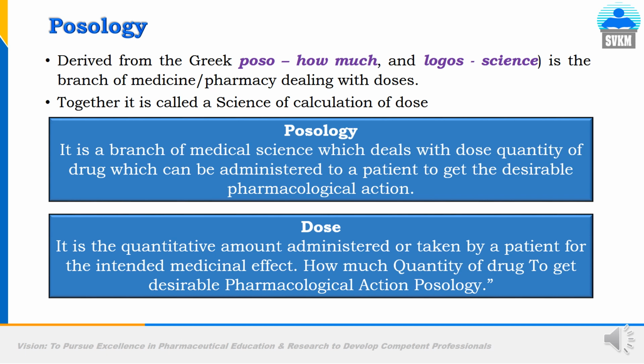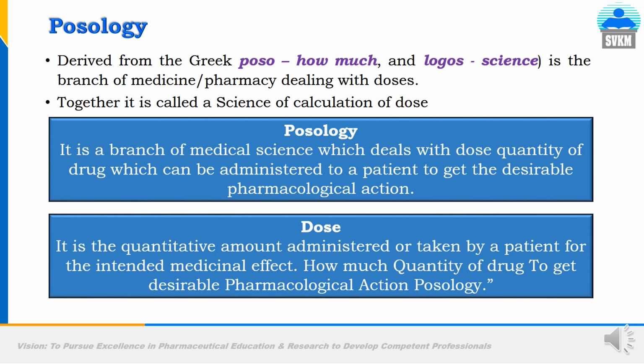In posology, there are two terms involved. One is maximum dose and second is minimum dose. The first is minimum dose. The minimum dose is the lowest amount of dose that is required to produce an intended pharmacological action. And the maximum dose is the higher amount of dose required which will produce a desired effect, and it is generally tolerated by the average individual.